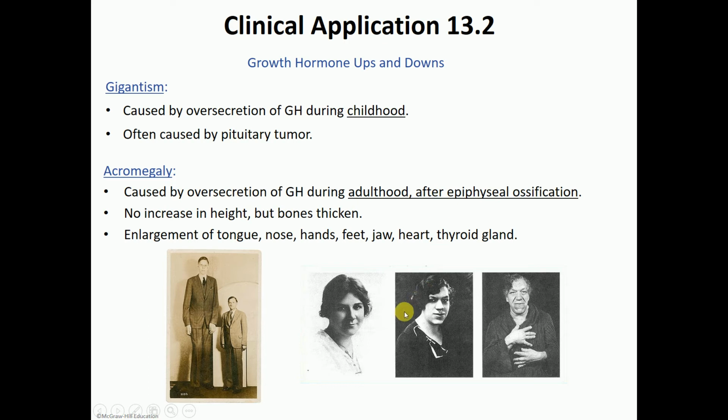Since these growth plates are now all ossified, the bones cannot grow in length, but they are going to grow in width. Okay, so you find that the bones start to thicken. And you can see here how the facial features have totally changed in this young lady. You can see there are coarser features. You can see how the hands have changed as well. So there's no increase in height, but the bones start to thicken. There's also enlargement of the tongue, nose, hands, feet, jaw, and the heart and the thyroid gland, because there is oversecretion of growth hormone leading to the growth of all of the tissues.